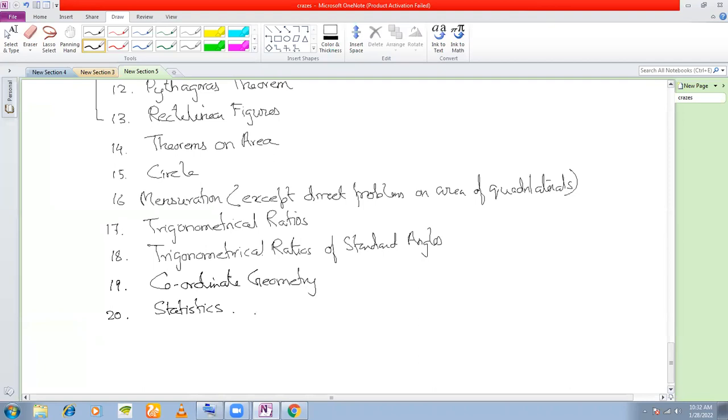And statistics, whatever problems I have discussed in statistics, go through those, and especially histograms. What I have left out is your bar graphs. I will not give problems on bar graphs, pie charts and frequency polygon. All the other parts are there in the syllabus.